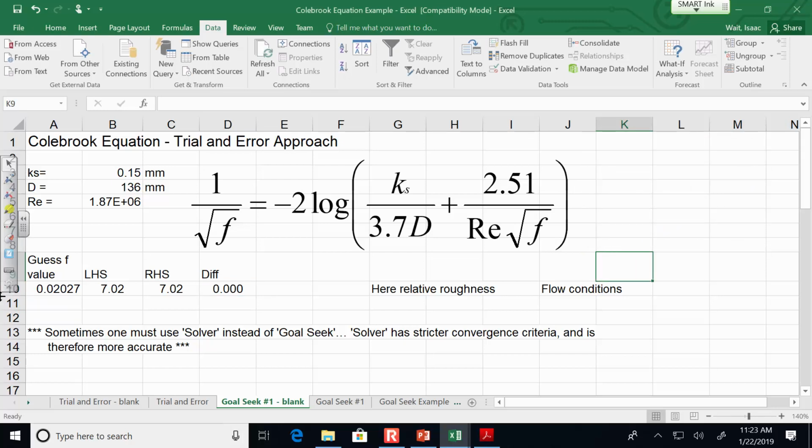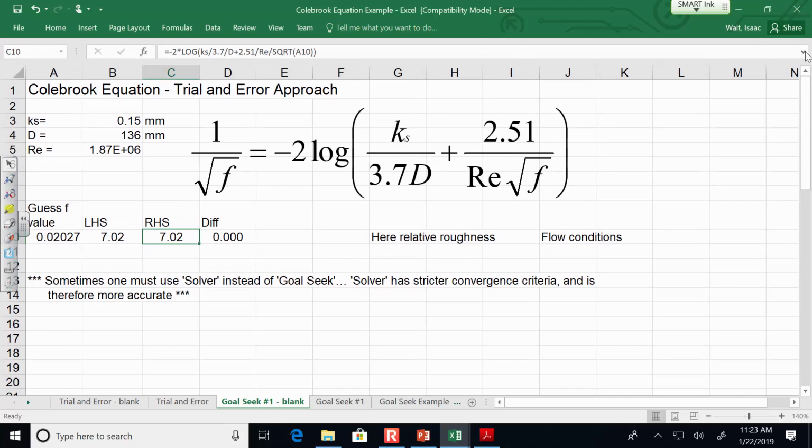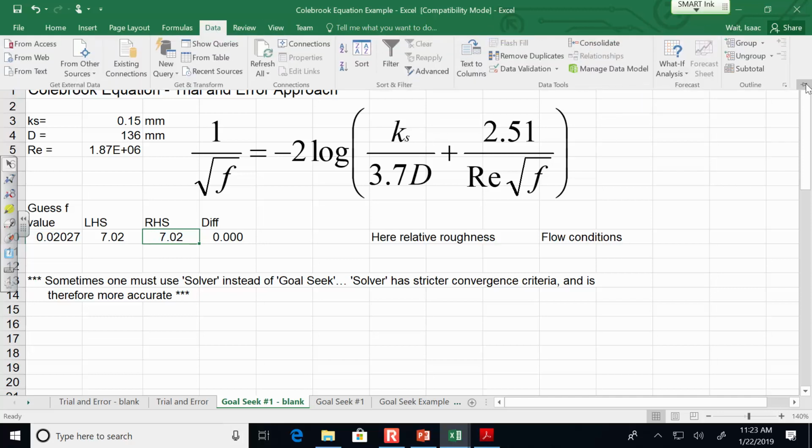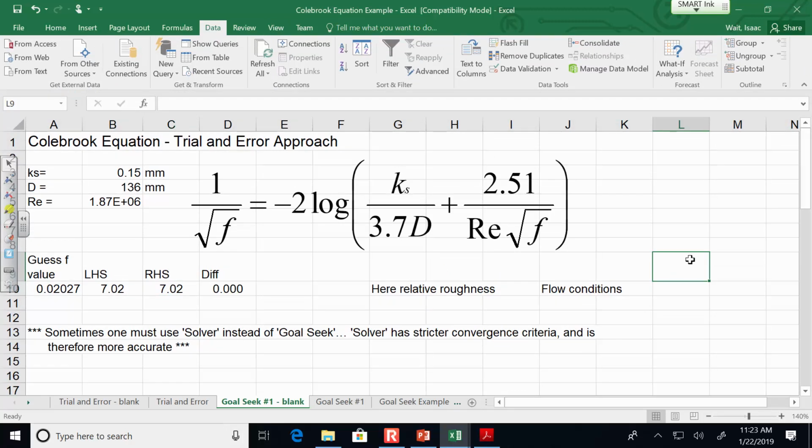Now, the convergence criteria on goal seek is just set to a certain threshold. I think it's 0.001. Occasionally, you'll run into troubles where you can see that the left-hand side and the right-hand side aren't actually converged. And so there are some instances where you have to use solver instead of goal seek. But in this case, it worked just fine for us. I'll show you when it's time to switch over to solver rather than use goal seek. But for now, I don't think we're there. Any questions about using the spreadsheet to solve the Colebrook equation?